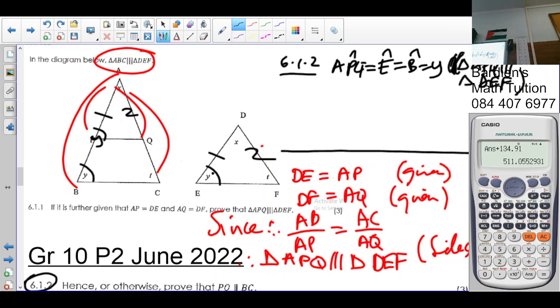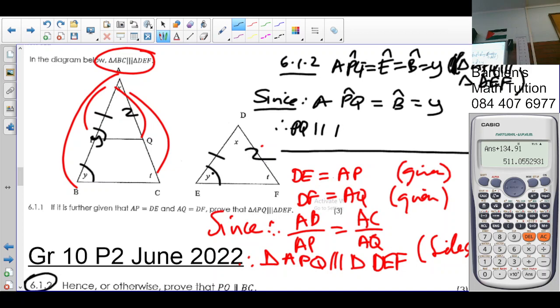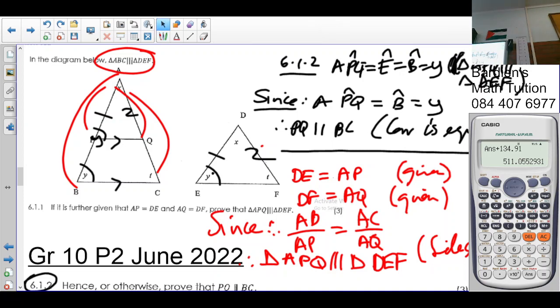Can you see that? So we say since angle APQ is equal to angle B, which is equal to 1, therefore PQ is parallel to BC. Why is PQ parallel to BC? Now that corresponding rule comes in. Corresponding angles are equal. You have to end up with saying that the corresponding angles are equal.